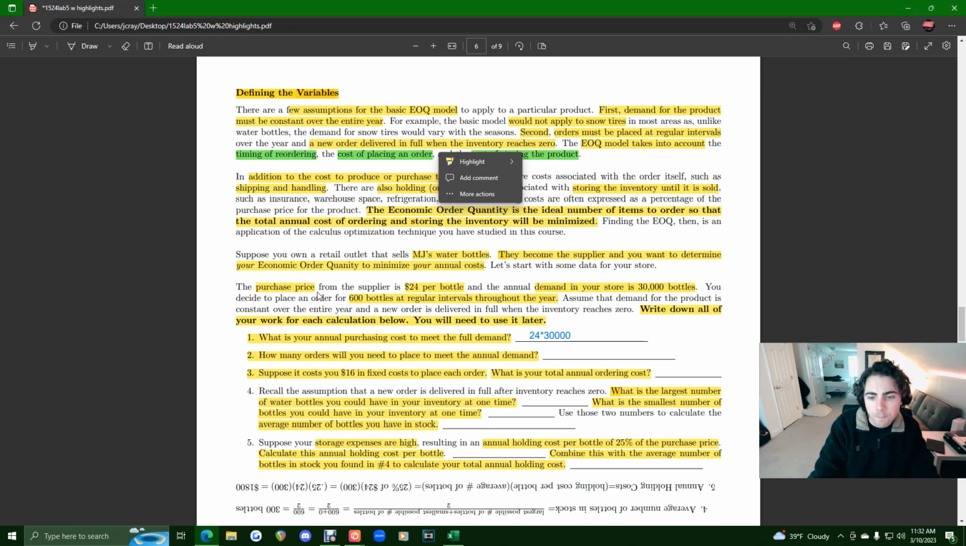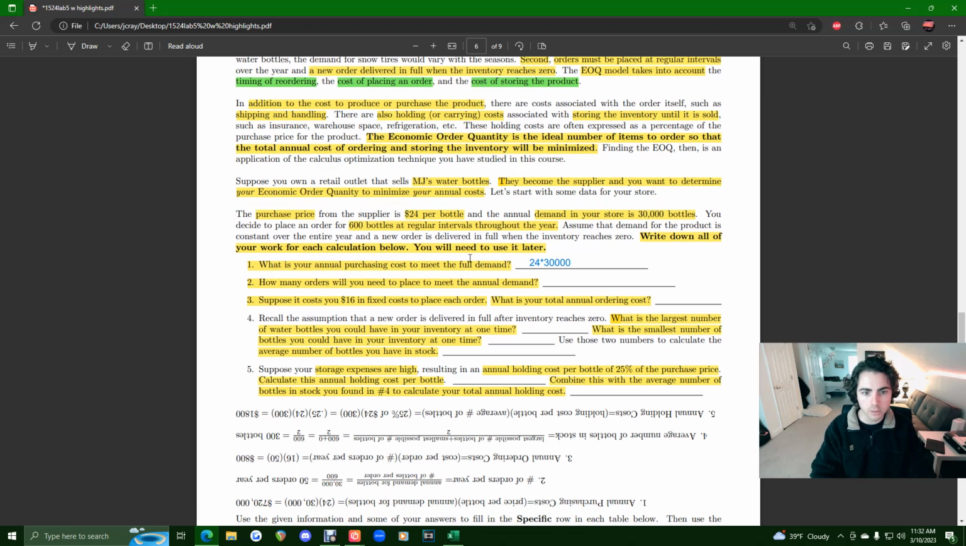All right. Purchase price is $24 a bottle. Demand for your store for these bottles is 30,000. They place orders 600 at a time at regular intervals. Write down all the work calculation below. Okay. So what's your annual purchasing cost to meet the full demand? The full demand is 30,000 bottles, and you have to purchase them for $24 a bottle. So 24 times 30,000.